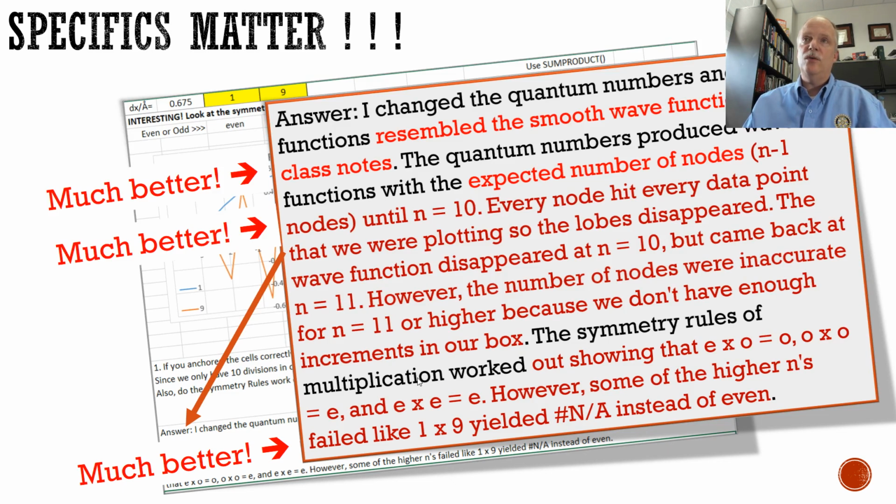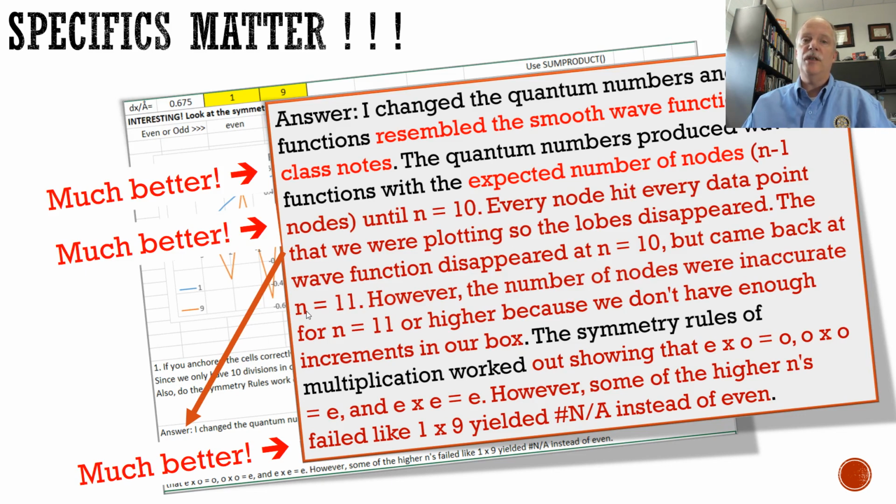The symmetry rules of multiplication worked out, showing that E times O equals O. So I'm assuming that means even times odd equals odd. And they sort of put all of the symmetry rules here. And then I say, however, some of the higher quantum states failed, like 1 times 9 yielded NA instead of even. So this is a very specific answer. It has a lot of detail. It's putting in little tidbits that tell me they know what they're talking about. So this is what I'm looking for in your answers.